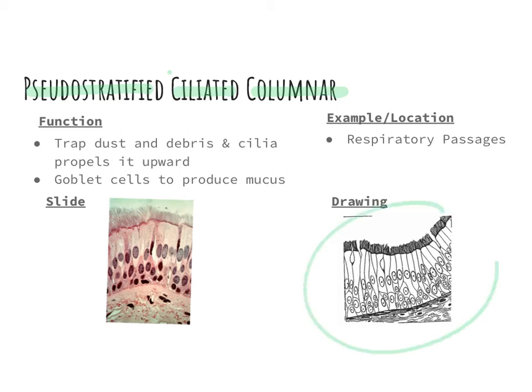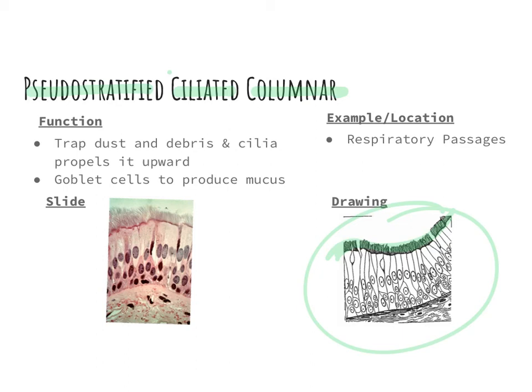So if you look in the image again, it kind of looks like there's layers of columnar cells, but in fact that's not true. They are all individually attached to that basement membrane. So that's why it's called pseudostratified, because it kind of looks like it, but it's not. And then cilia, because of the presence of these tiny hairs on the apical edge of this tissue, makes it ciliated. So that's why the name pseudostratified ciliated columnar.